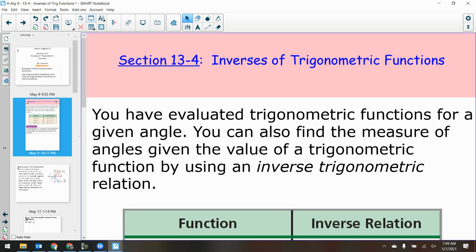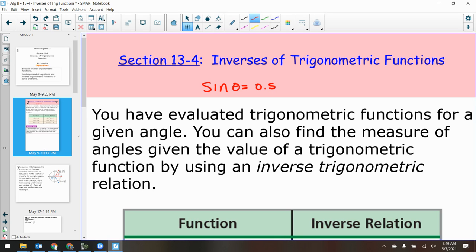You have evaluated trigonometric functions for a given angle. You can also find the measure of angles given the value of a trigonometric function by using an inverse trig relation. Let me pose this question to you guys. If I had the sine of theta is equal to 0.5.